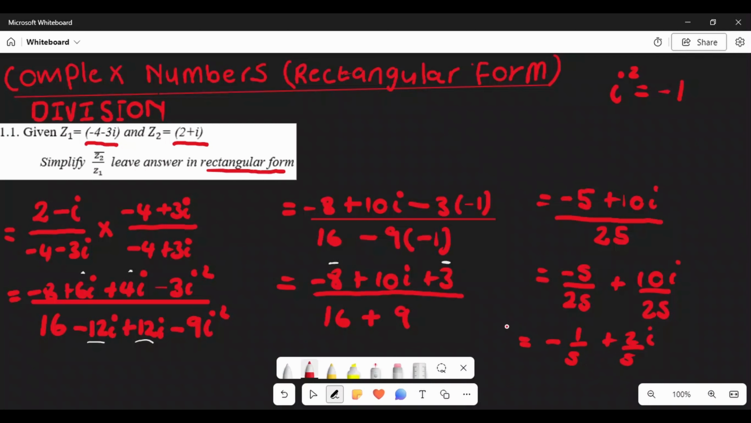So guys, I can see this can be long, but really, if you understand how to do the rectangular form, when you do the division, you just need to know that you multiply by the conjugate in order to do the division of complex numbers.